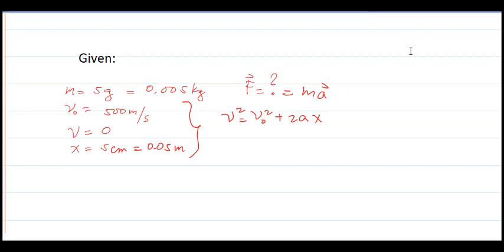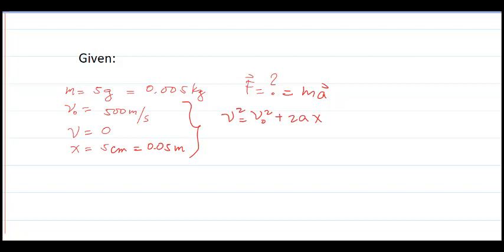Given in the problem is the mass of the bullet equal to 5 gram, or this is equivalent to 0.005 kilogram. The initial velocity just before it hits the block is 500 meters per second. And since it stops after covering a distance x, the final velocity is 0, and the distance the bullet traveled before it stops is 0.05 meter or 5 centimeter. So the problem is to find the retarding force.